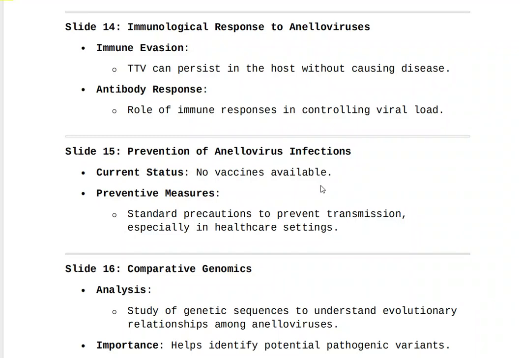Immunological response to anellovirus: there is immune evasion. That means this virus may persist in the cell without causing disease, so they are asymptomatic, so undetectable. Antibody response: the immune response in controlling the viral load in this infection. Since it is undetectable, the body may not be able to produce corresponding antibodies against the virus.